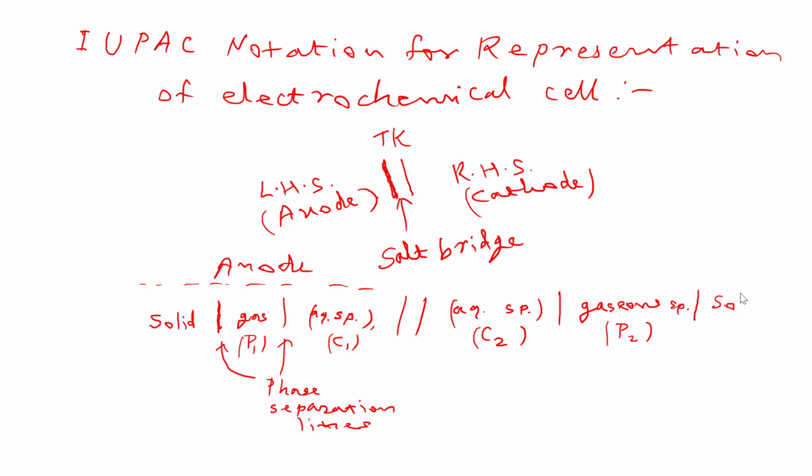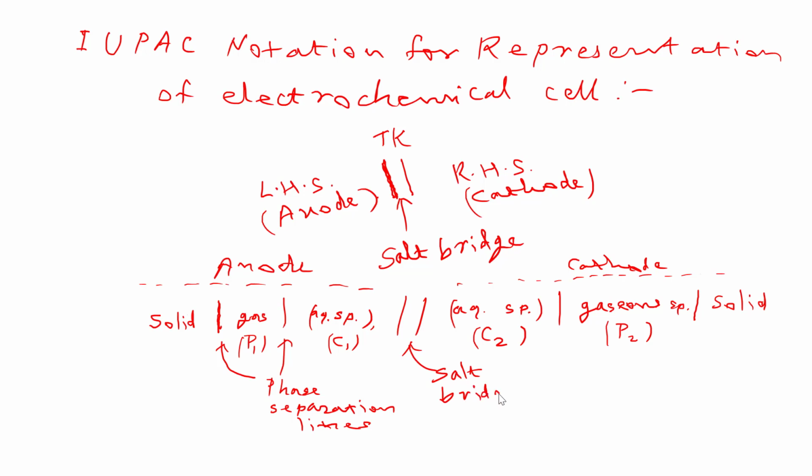Then again we are mentioning here the solid, at the end point we are mentioning the solid, and this is the solid which is present in the cathode half cell. So all the right hand side components are of the cathode half cell, or we can say the cathode part. Okay, got it? So this is the representation of a galvanic cell, and this is fixed by IUPAC, so we are saying this is IUPAC notation, and these two parallel vertical lines are known as the salt bridge.